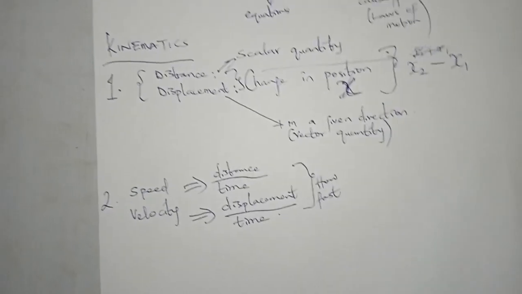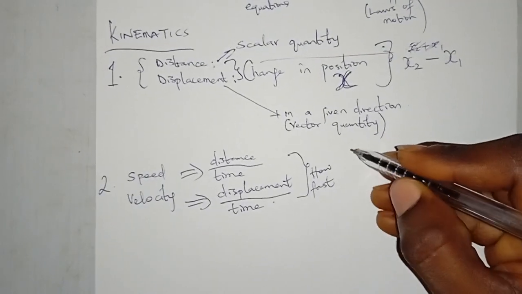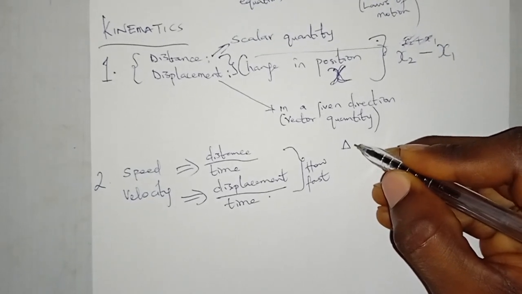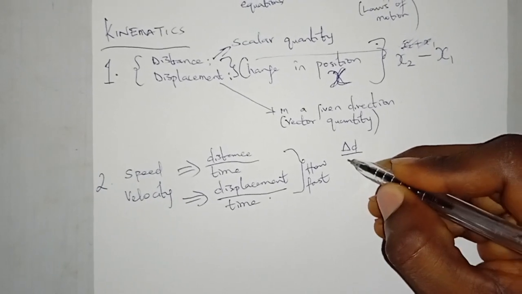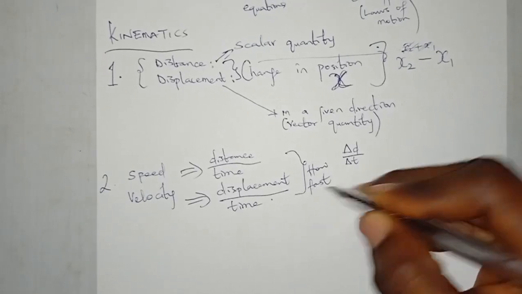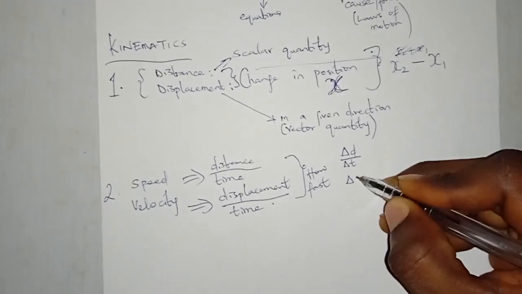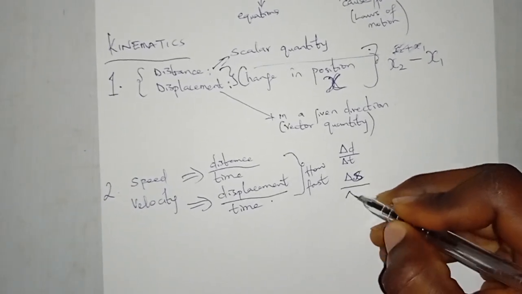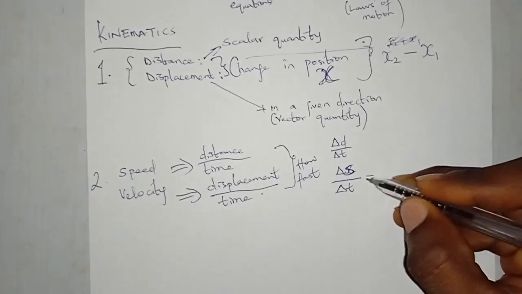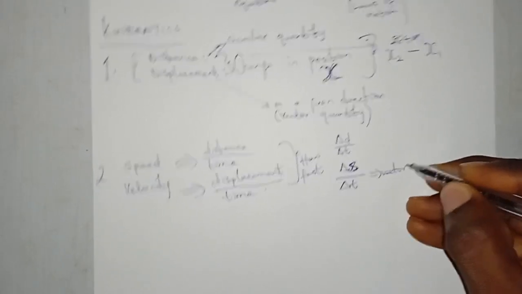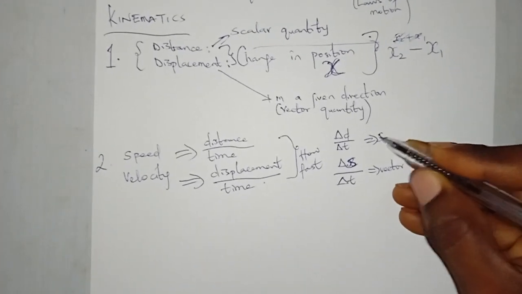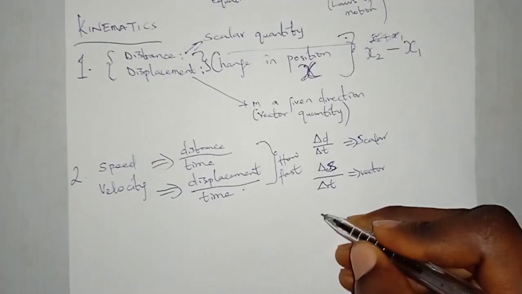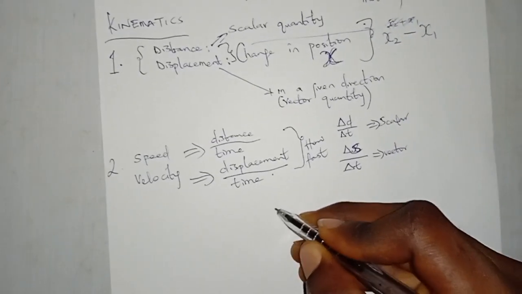So now that you know this, that means speed is the same thing as saying change in distance over change in time, and velocity is change in x, or you say s, all over change in time. It's talking about the same thing. Velocity is a vector quantity, speed is a scalar quantity. So that means you need to be fond of this formula.